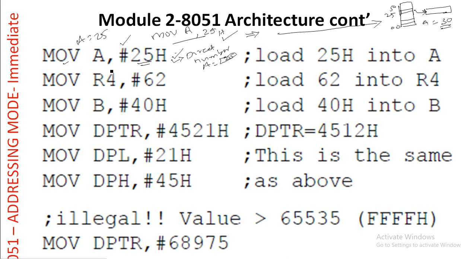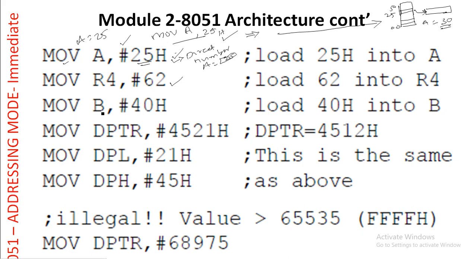Now not only the accumulator, to a register also we can move, R4, #62. So in register bank 0, the R4 register will be loaded with the data 62. Here also MOV R4, 62 without hash is supported. That belongs to another addressing mode, which we will cover.